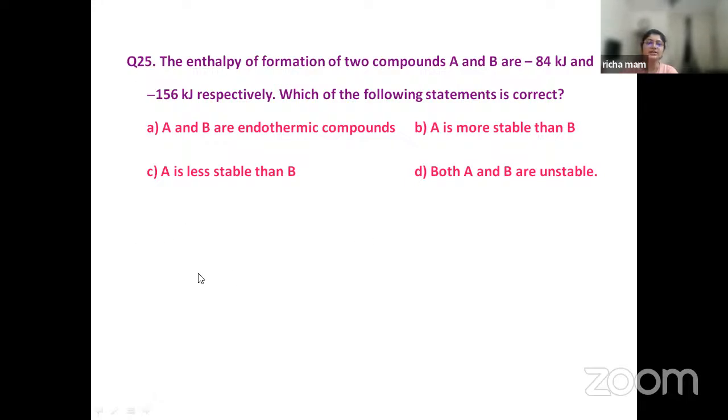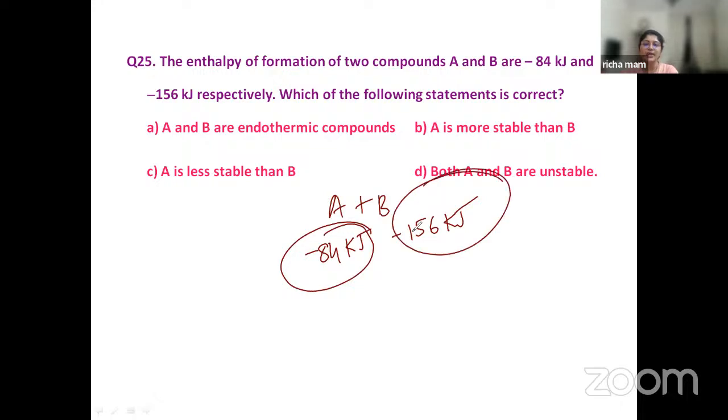So we are considering the enthalpy of formation of two compounds, A and B, and the enthalpies are given. Which of the following is correct? A has an enthalpy of minus 84 kilojoules and B has an enthalpy of minus 156 kilojoules. So based on the values, A is less stable.